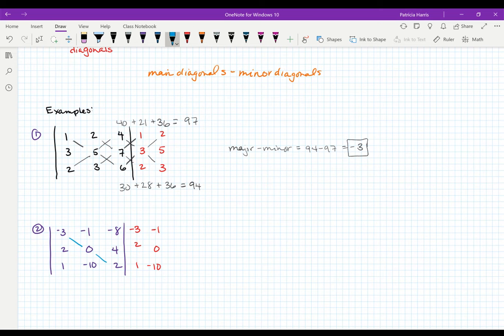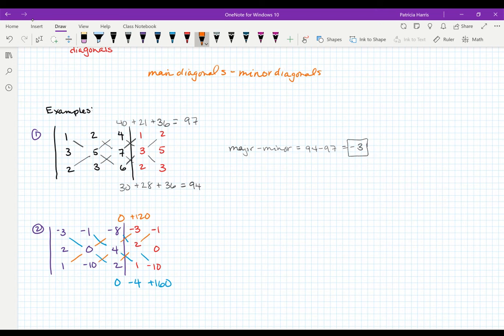-3 times a 0 times a 2, that's a 0. -4, or excuse me, -1 times a 4 is -4 times a 1 is a -4. Let's see, that would be 160. Because -8 times 2 is -16 times a +10, that's a +160. Cool. All right. Now let's do the minor. That's a nice 0. +120.